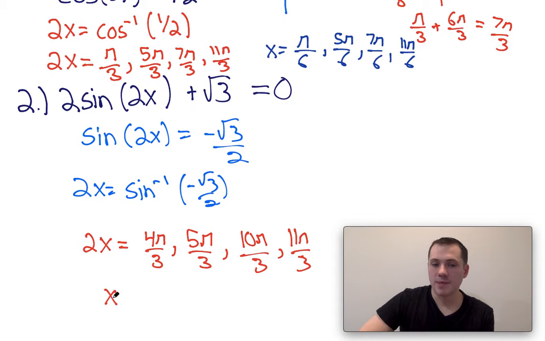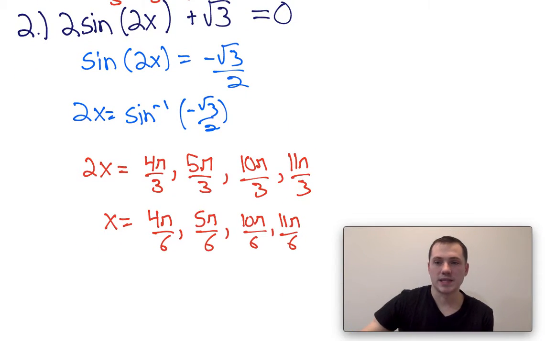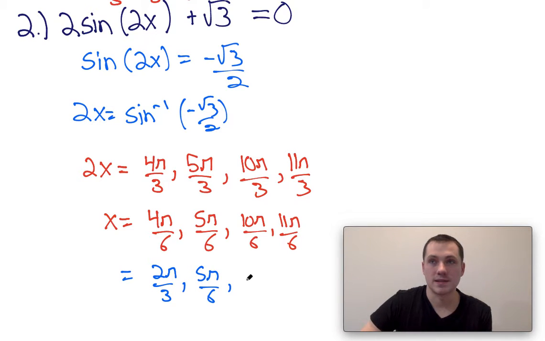Once again, I have to divide both sides by 2 or multiply by 1/2, and when I do, I end up with 4 pi over 6, 5 pi over 6, 10 pi over 6, and 11 pi over 6. Two of these values reduce. We can simplify the 4 pi over 6 fraction to be 2 pi over 3, and 10 pi over 6, those are both divisible by 2, so we get 5 pi over 3. And 11 pi over 6 can't reduce.